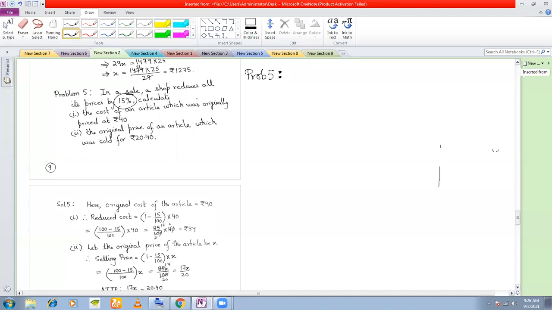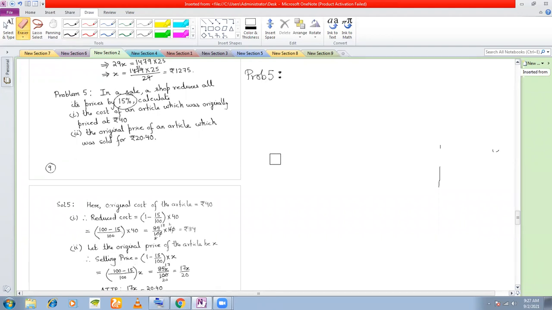So the shop reduces its prices by 15%. Calculate the cost price of the article which was originally priced at rupees 40. Sir, originally priced means the selling price or the cost price? The mark price. Yes, it is also called the mark price.